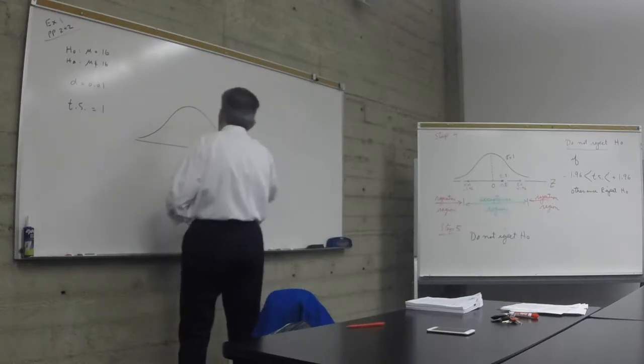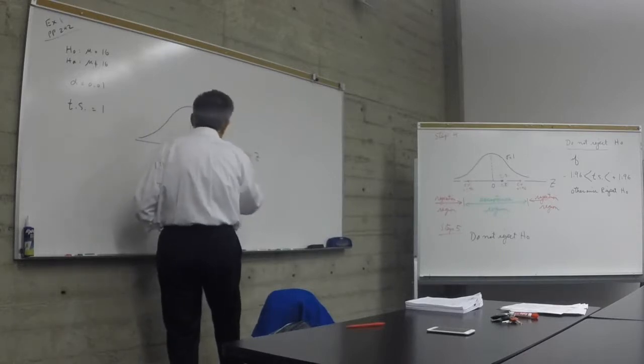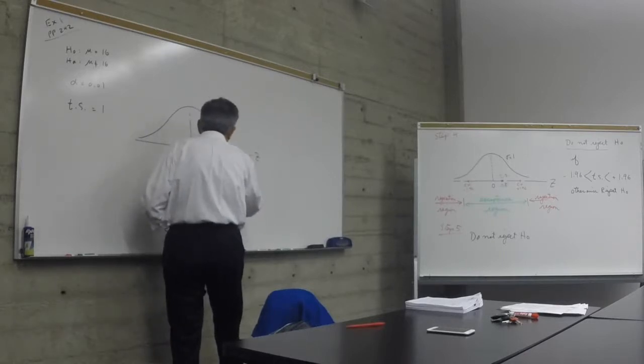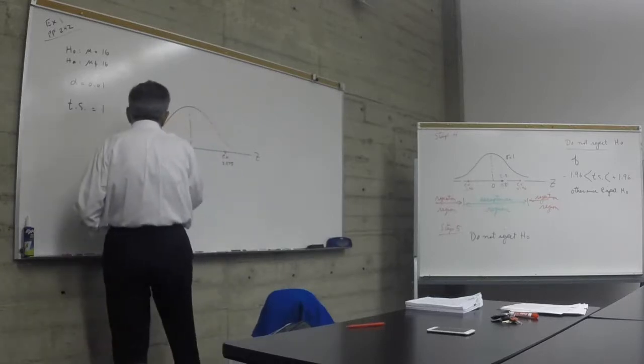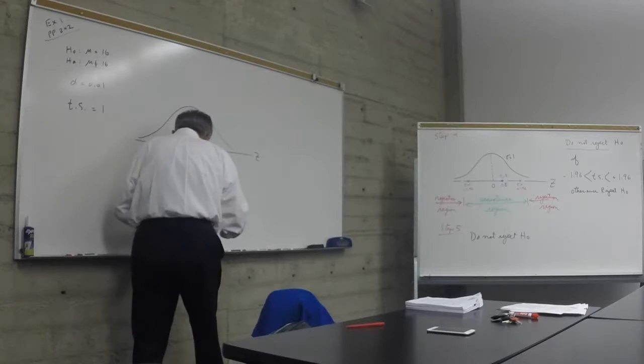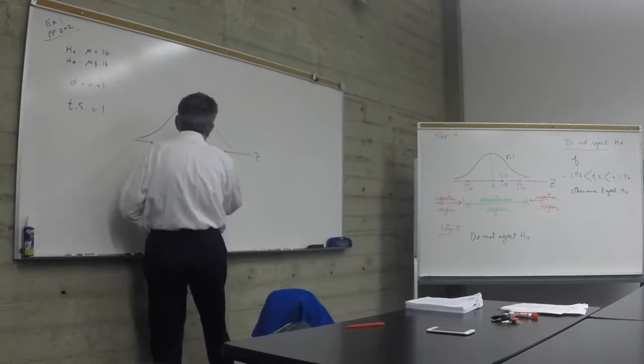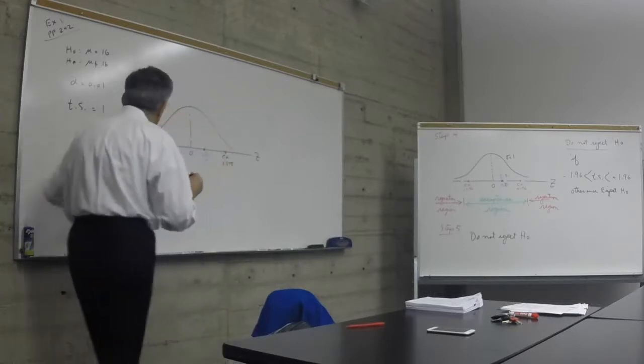Okay, and the graph looked like this one. So Z, and I had 2.575, the critical value was 2.575, and two critical values, negative 2.575, and my test statistic was 1. I'm sorry, test statistic, TS equal 1. Okay, this is my example.